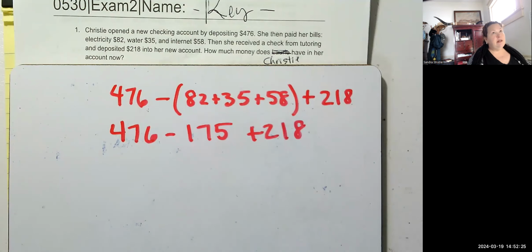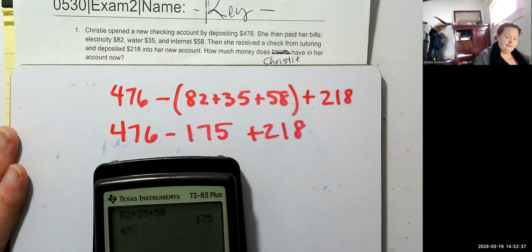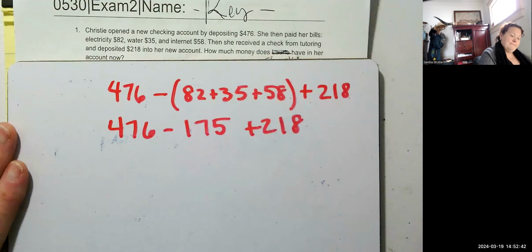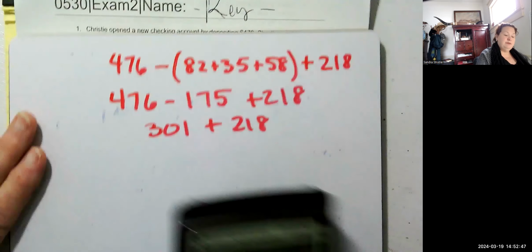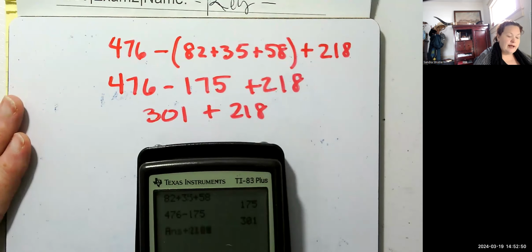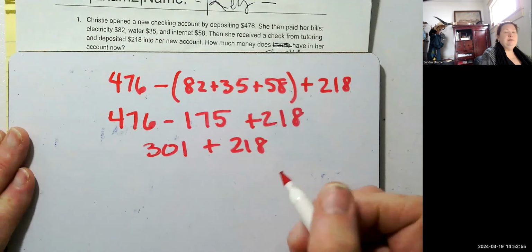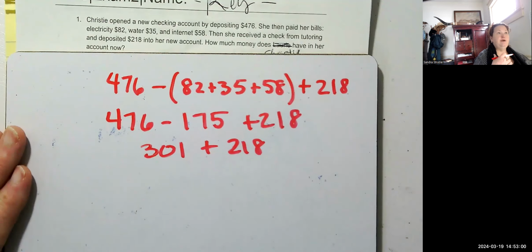All right. That is one of the things that messed a lot of you up on some of the problems I'm going to be working here in a minute. So 476 minus 175 is 301. And then 301 plus 218. Yes, I know you could put that straight into the calculator, but as far as it's 519. As far as being able to work the problem, your calculator only does what you tell it to do. So please be very careful.